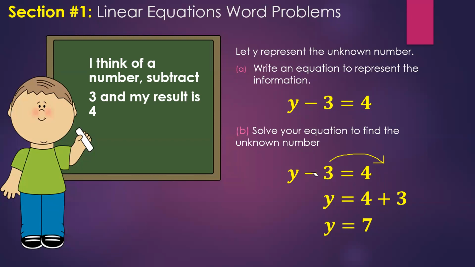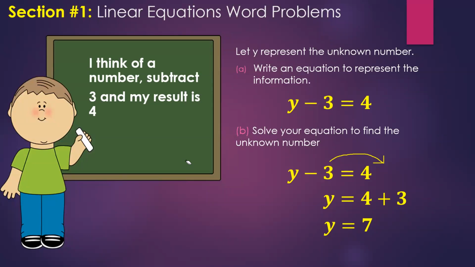Why did we change the sign? You change the sign because in order to get 7, you had to add 4 plus 3. The reason why we change the sign is because if it's negative on this side, once we send it over the equal sign, it will change sign. So if it was negative, it becomes positive. And if it was positive, it becomes negative. All right, so that's the idea there. You understand that, Nevaeh?